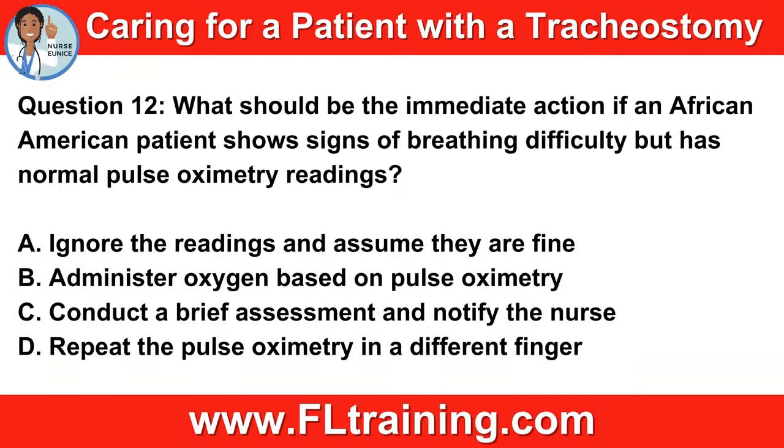Question number 12. What should be the immediate action if an African American, dark-skinned Hispanic, dark-skinned Asian patient shows signs of breathing difficulty but has normal pulse ox readings? What do we do, team? Is it A, ignore the readings and assume they're fine? B, administer oxygen based on pulse oximetry? C, conduct a brief assessment and notify the nurse? D, repeat the pulse oximetry in a different finger? And yeah, you can do D, but give me a different answer besides D.